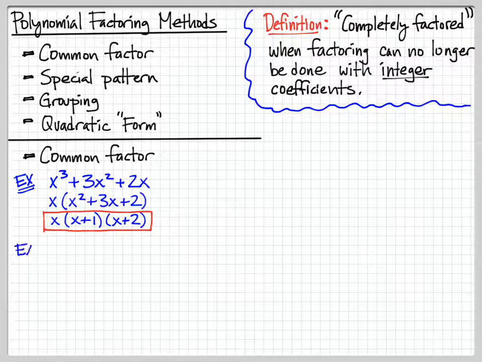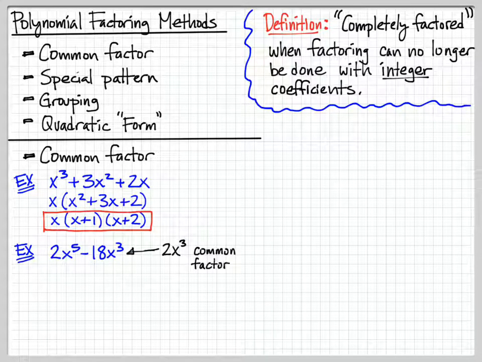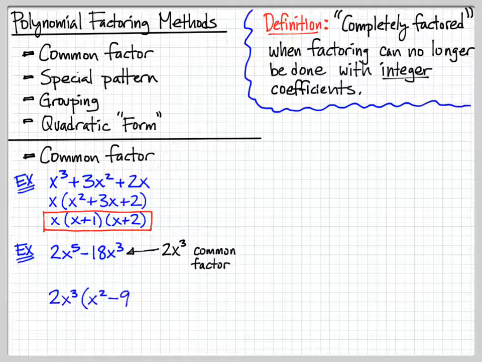Let's look at another case. In this case, we have another polynomial, and at first glance it might look like we can't do anything, but again, look for the common factors. Not just in the variables, but also in the numbers. We have a 2, we have an 18, they're both even numbers, there's a common factor of 2. We also have a common factor of x to the third. So we can factor out the 2x to the third term, and then we can write it like this.